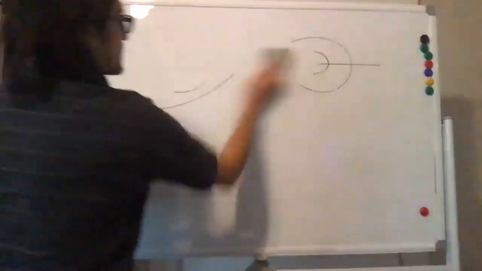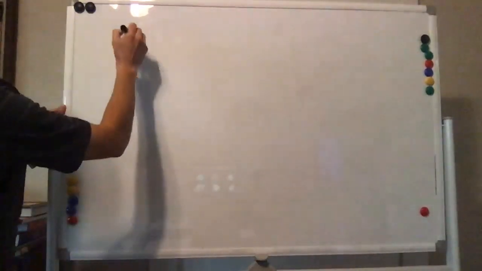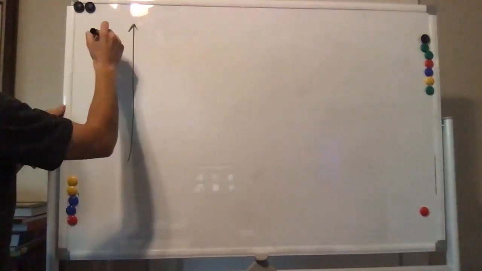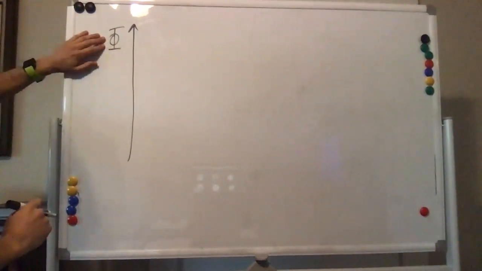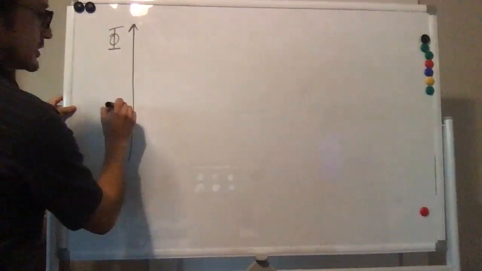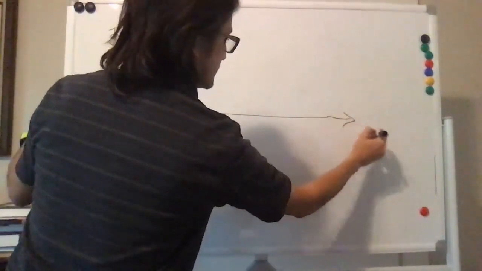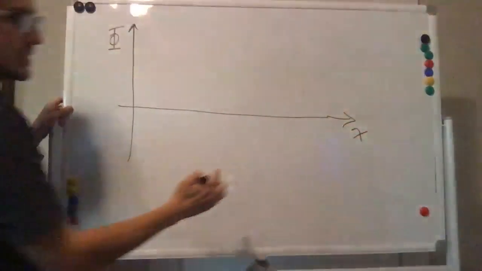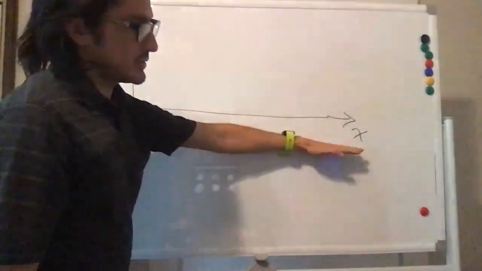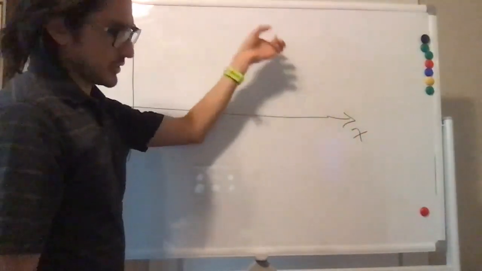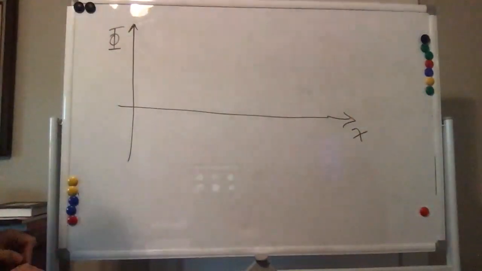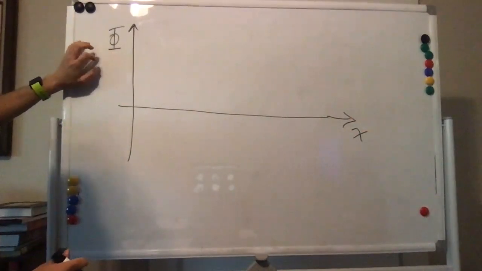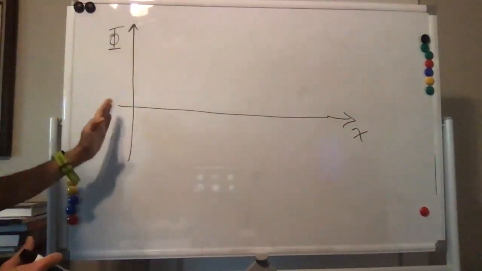So if I want to draw these, plot it. Over here I have the effective potential, capital phi, and over here I have distance. We had the point X was three-dimensional, but here let's just consider the direction X. How is that potential going to look in this axis?